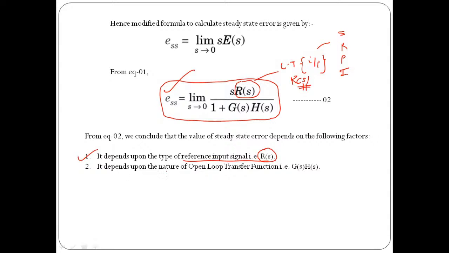Number 2, it also depends upon the nature of the open loop transfer function. So what is the open loop transfer function? The product of forward path gain and the feedback path gain. That means G of s into H of s. This is known as the open loop transfer function.